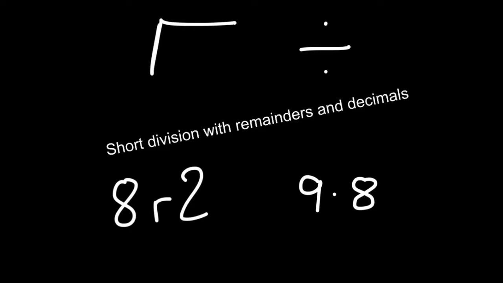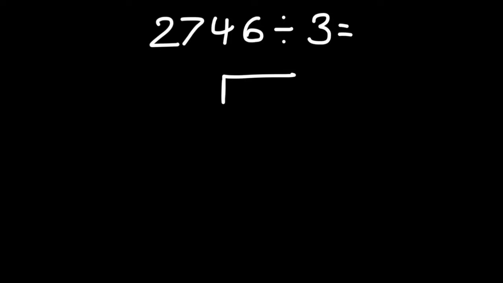Short division with remainders and decimals. Here we have a problem: 2,746 divided by 3. Now, with all short division, first thing we've got to do is draw our bus stop. The largest number, or in this case, the number we are dividing from, goes inside our bus stop.